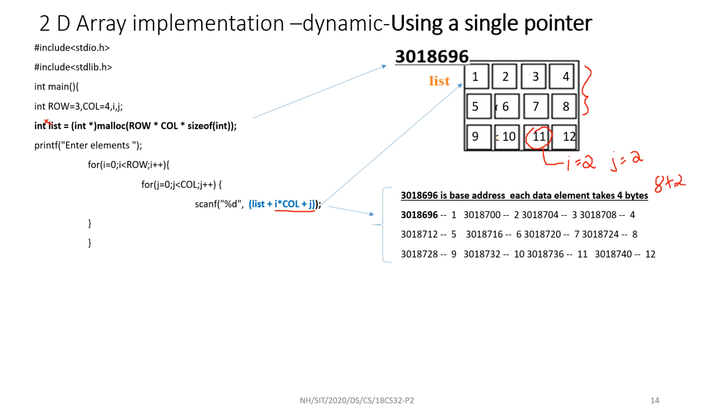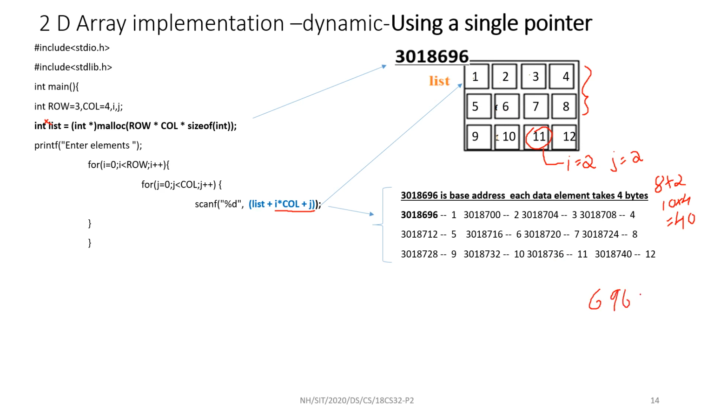2, 8 plus 2, 10. Each of size 4 bytes. 4, 4, 4, 4 into 4, that is 40. That 40 is added to list. What is list? 696. 696 plus 40, how much? That is 736.